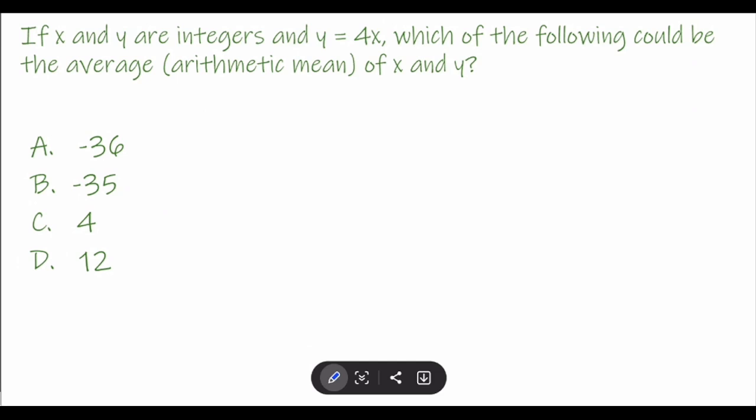Now let us try to solve this problem. So this problem is somehow related to statistics, and this is coming from an SAT math reviewer. So let me help you analyze and solve this problem.